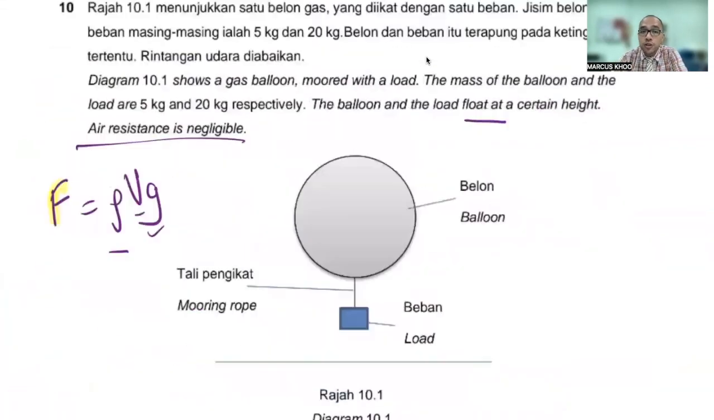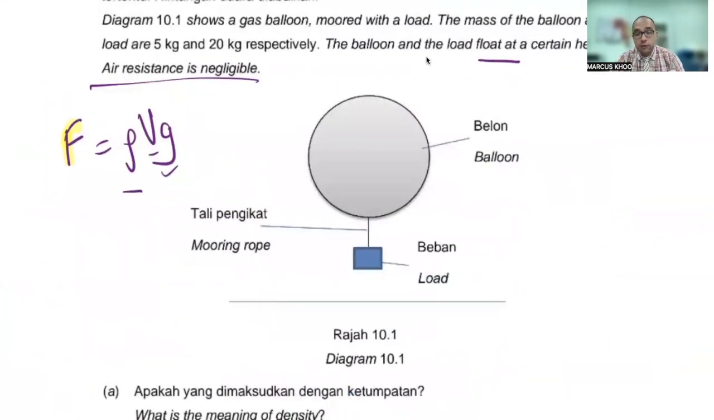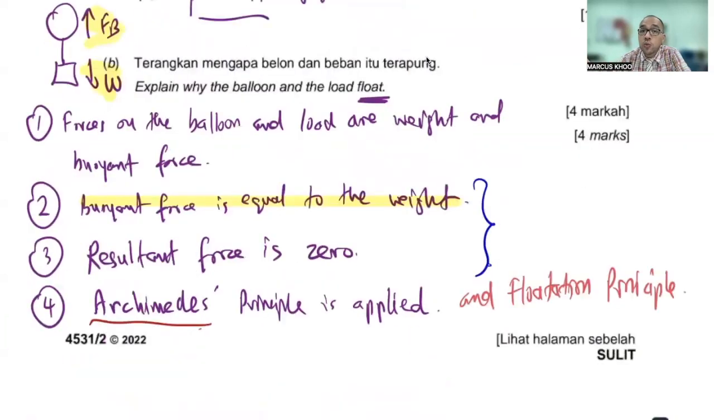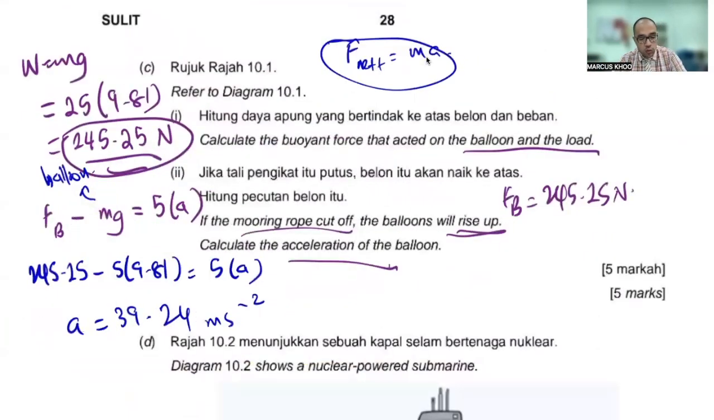Okay, and so don't be trapped by thinking, oh, I have to use the buoyant force rho Vg. I have to find the density, I have to find the volume, which is not given to you at all. This question is designed to see whether you understand the concept of buoyant force equals weight. When you count the weight, you will already have gotten the buoyant force, which is 245.25 newtons.